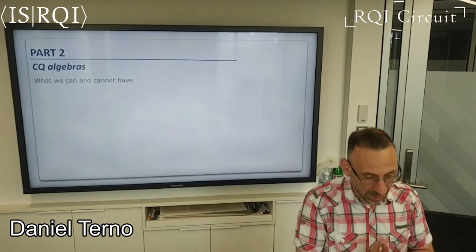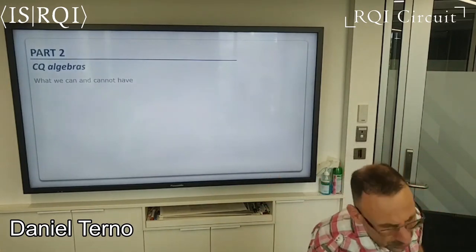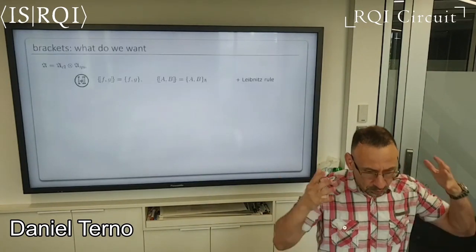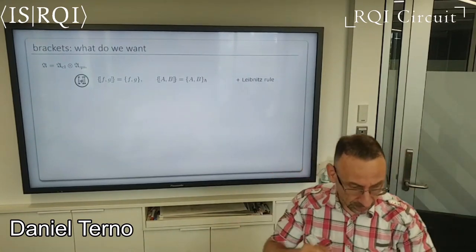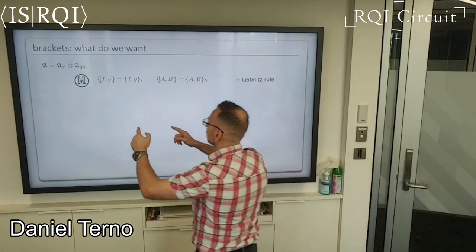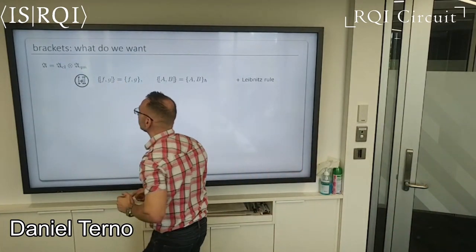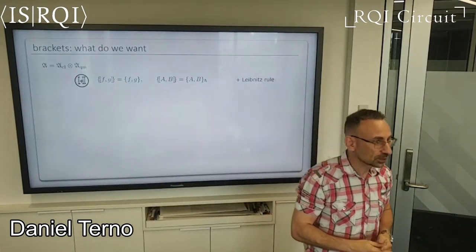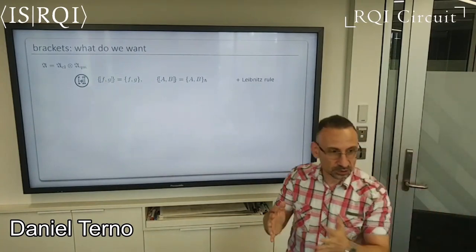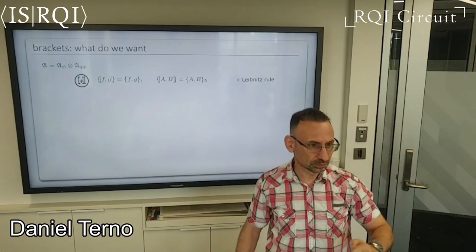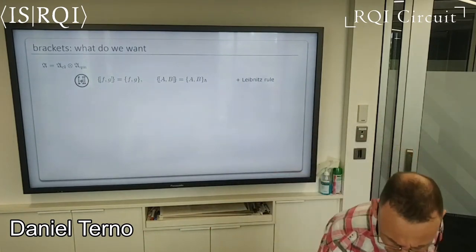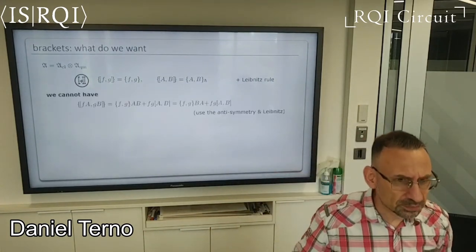All right, algebras. Only one slide. This is what we want. Classical algebra, quantum algebra. Now, this is the mixed bracket. If everything is classical, classical. If everything is quantum, quantum. And I want the Leibniz rule. I mean, for an algebra, I want the Leibniz rule. Well, it's not that much to ask, yeah?